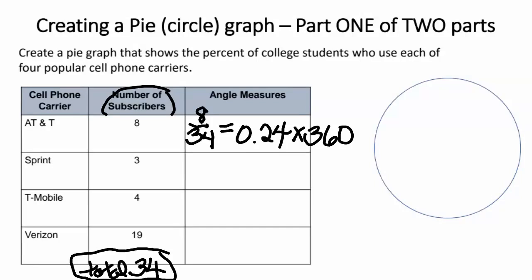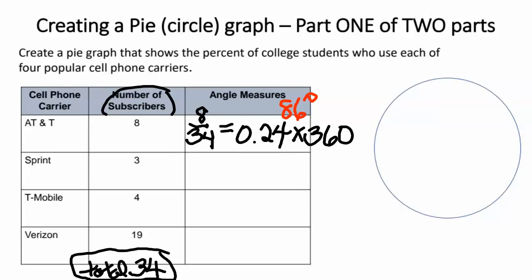Now, when I multiply 0.24 times 360, I am getting, and I'm going to put it over here in red, my angle measure is going to be 86.4 or 86 degrees. I want a whole number here. So this 0.4 is going to kind of go away. It's less than 5. Now, that's 86 degrees.